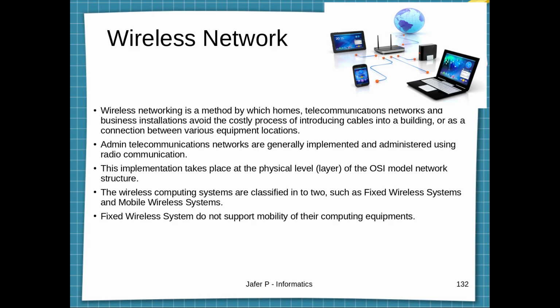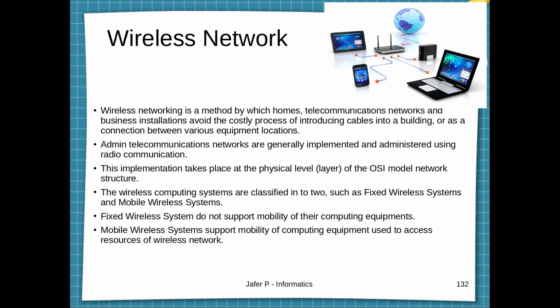What is a fixed wireless system? Fixed wireless systems do not support mobility of their computing equipment. Suppose you want to connect through wireless, you need certain equipment. That equipment will be fixed. You cannot move that equipment. For example, there is a wireless adapter in your computer lab, and when you move that wireless adapter to another location, you won't get data in that computer lab. Suppose your purpose is to get the connection in that computer lab only, and when you move that device to another location, you won't get the connection, right? That is called a fixed wireless system. They do not support mobility of their computing equipment. Mobility means movement of their computing equipment.